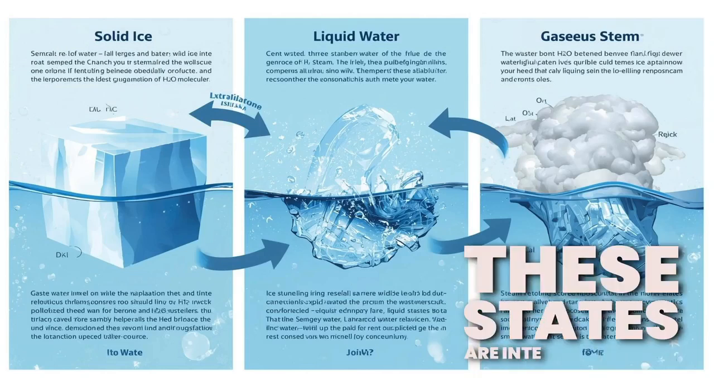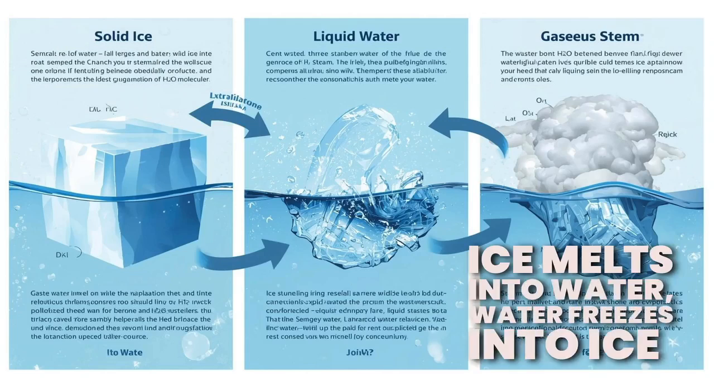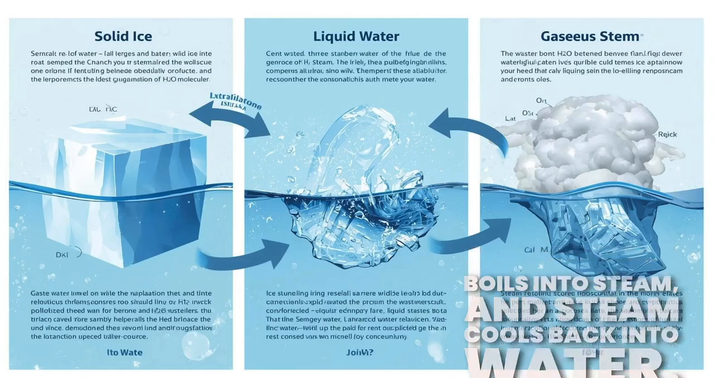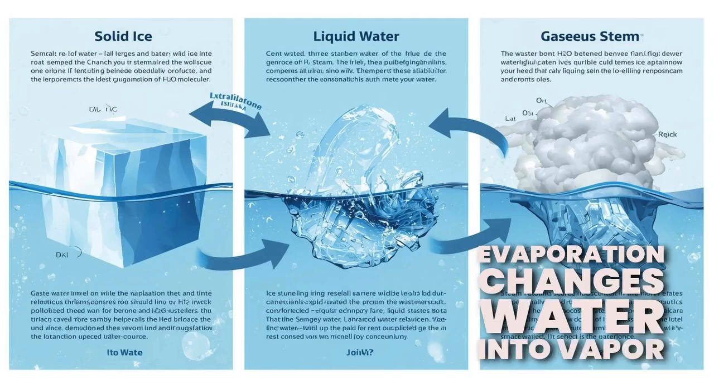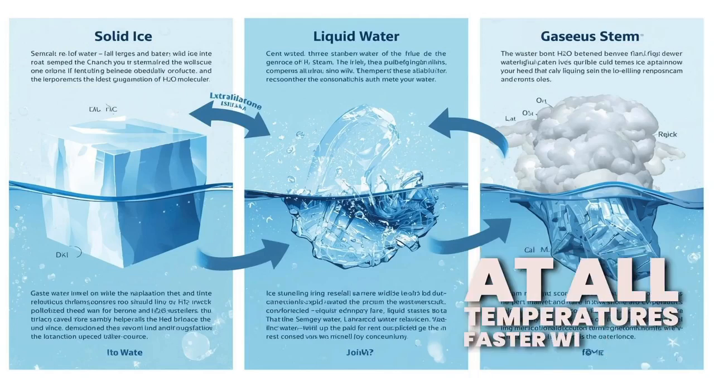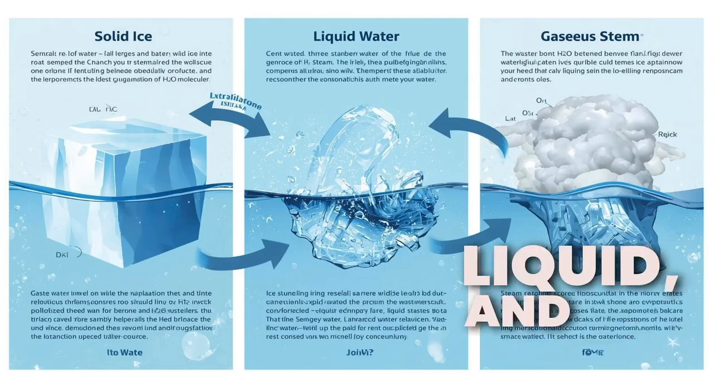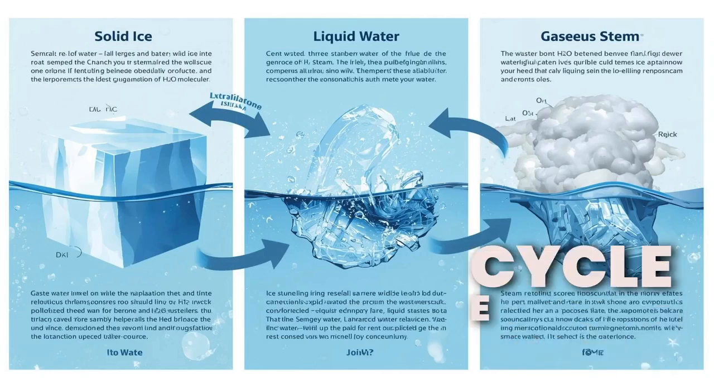These states are interchangeable. Ice melts into water, water freezes into ice, water boils into steam, and steam cools back into water, called condensation. Evaporation changes water into vapor at all temperatures, faster with heat. This continuous change among solid, liquid, and gas maintains the total water on Earth, forming the water cycle, essential for life.